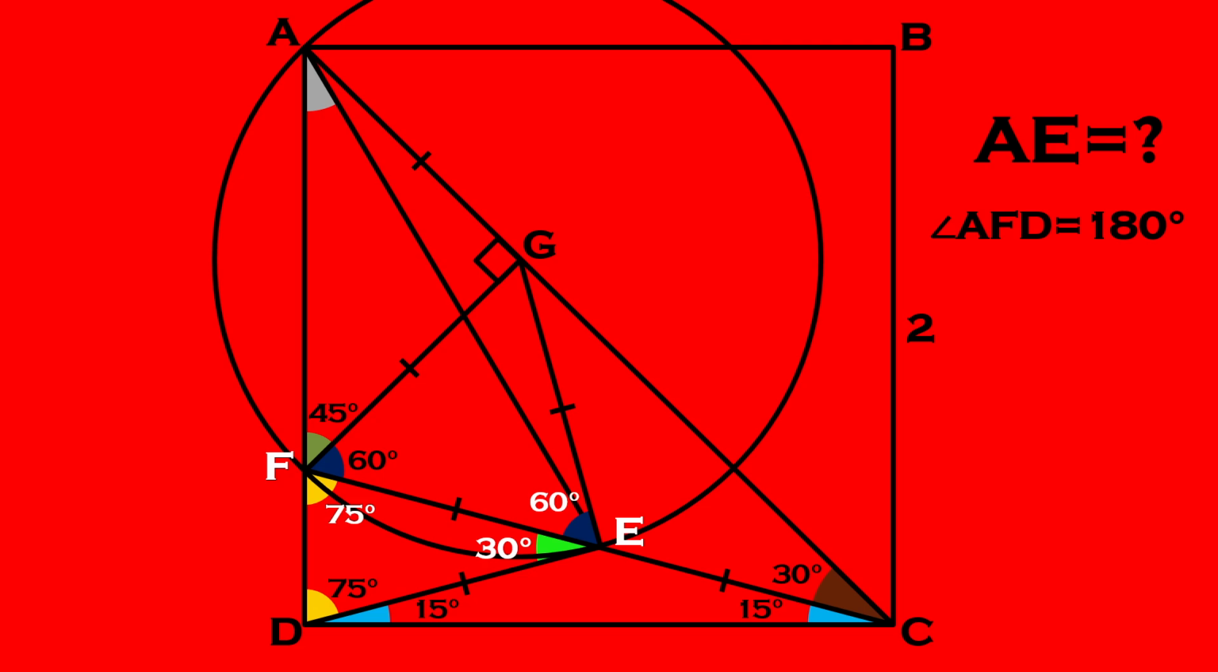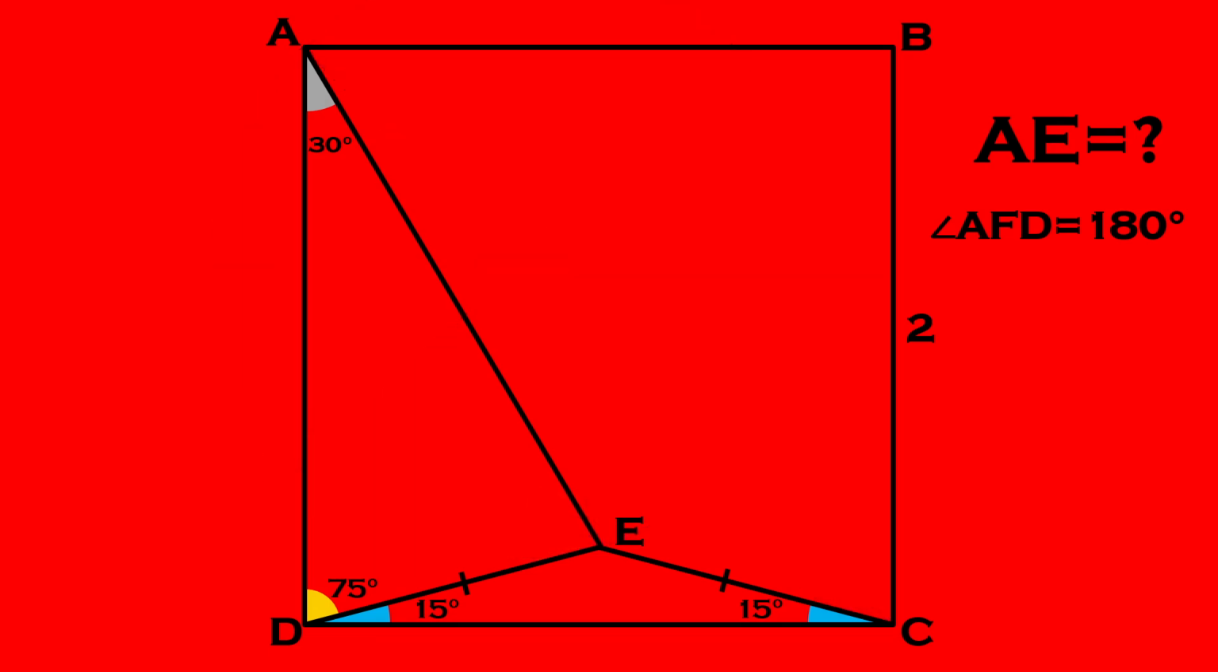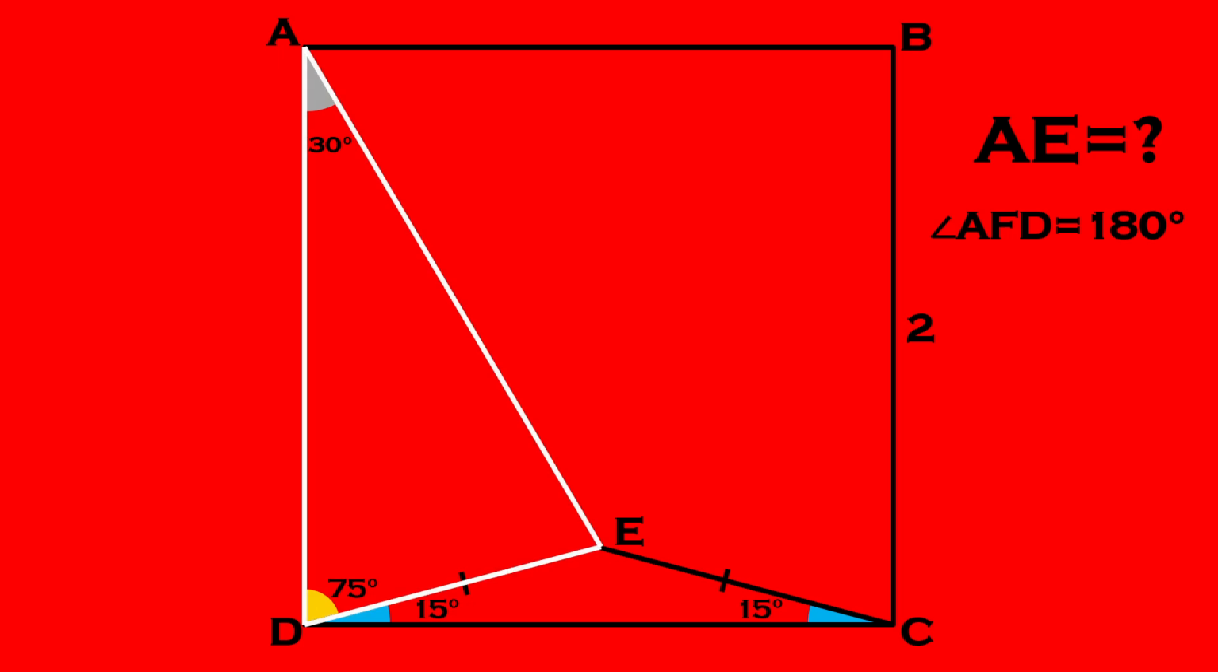And now we just apply the alternate segment theorem and find the gray angle to be 30 degrees. Let's remove all the unnecessary lines to see more clearly. And in this white triangle, again the sum of its interior angles is 180. So we calculate the remaining angle to be equal to 75 degrees. We notice that two angles of this triangle are both equal to 75, therefore it's isosceles. At the beginning of the video we were given that the side of the square is equal to 2. Therefore, because this triangle is isosceles, we find the measure of AE to be also 2. This was the proof.